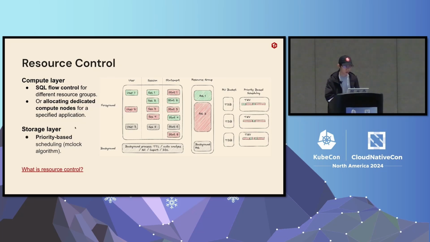From the storage layer, we use priority-based scheduling, with the mClock algorithm, to satisfy the resource allocation. And from the SQL layer, we use SQL flow control for different users in different resource groups.